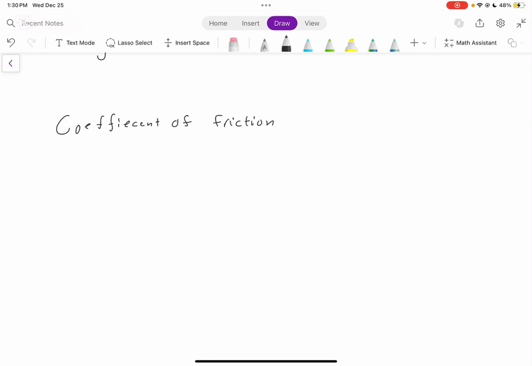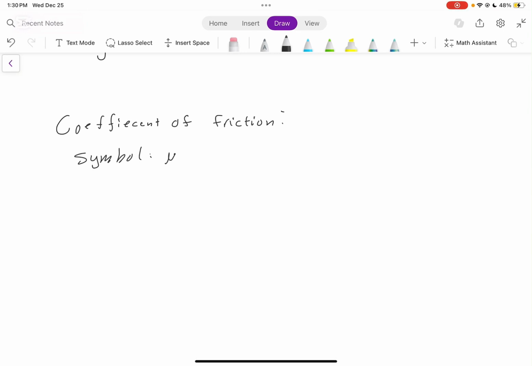The coefficient of friction will change. It really depends on the mass of an object and what surface it's on. That's what the coefficient of friction really depends on, but it's used all throughout this part of the course. So the symbol for the coefficient of friction is just mu.